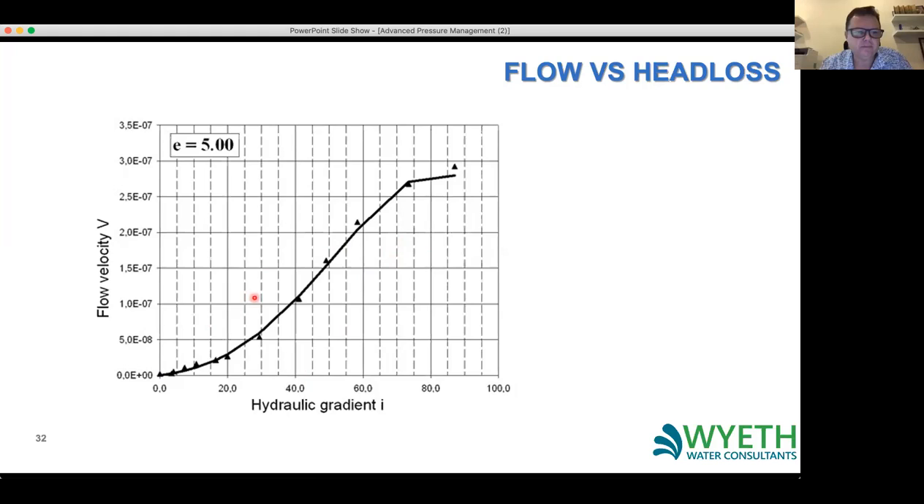So it's like something like if the flow is 5 liters per second, I want 23 or 26 meters pressure. If the flow is 10 liters per second, I want 40 meters pressure.